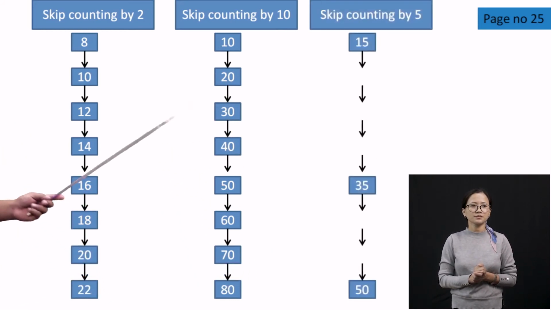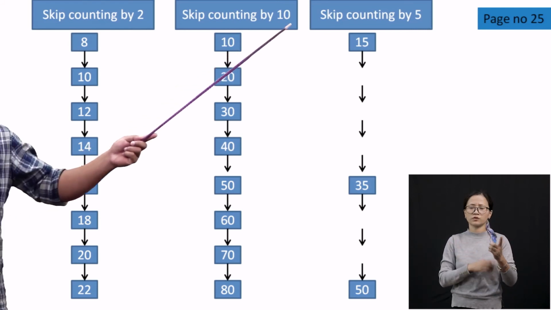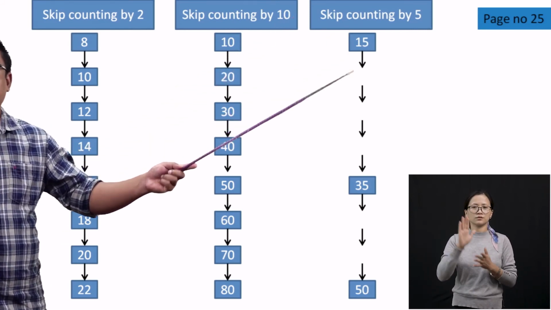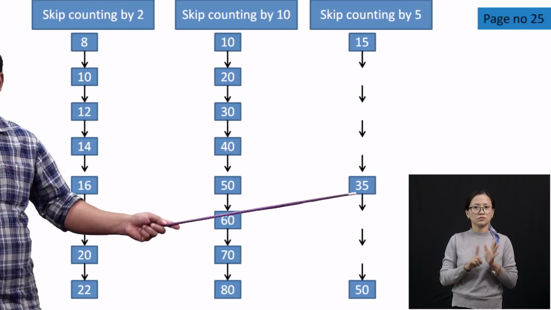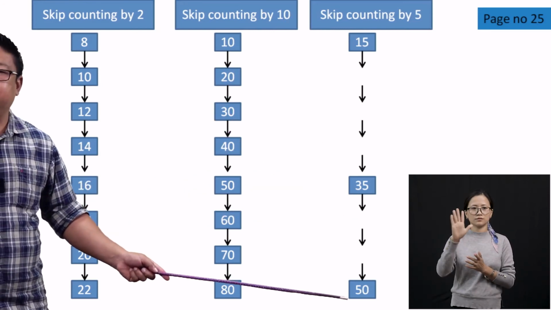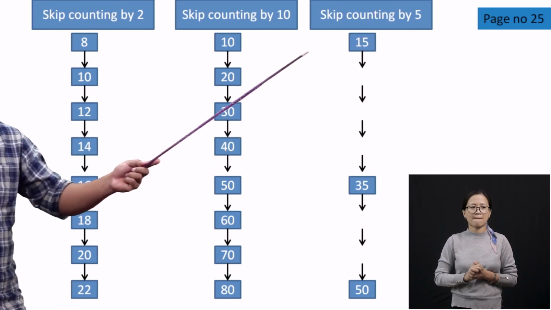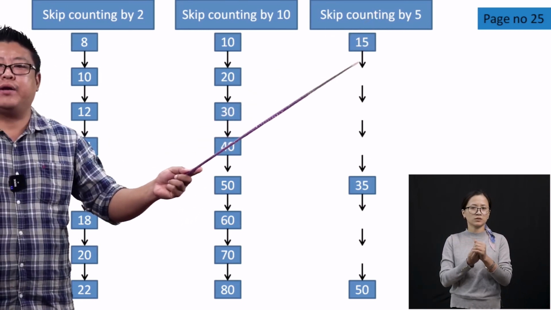All right. And finally, skip counting by 5. So we have 15 given here. Another number is 35 given here. And the last number given is 50. So they are saying skip counting by 5. So what we will do is we will add 5 here.